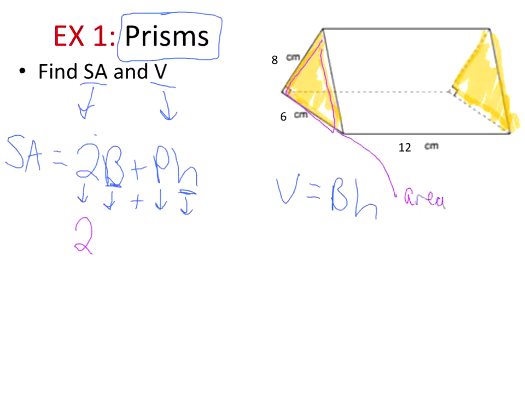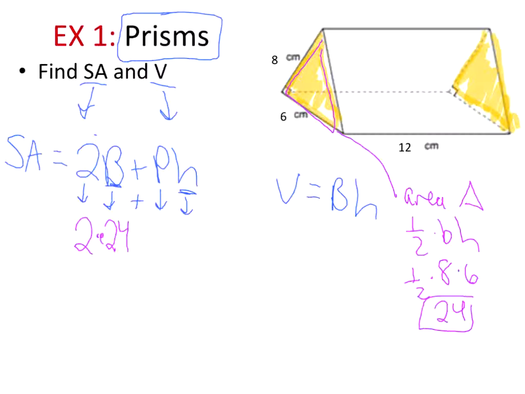The area of my triangle is 1/2 base times height. So that would be 1/2 times 8 times 6. Half of 48 would be 24. So big B is 24. Why can these other shapes not be my base? The answer is because none of them have another side that matches. Your base is always going to be the one that has two identical shapes.